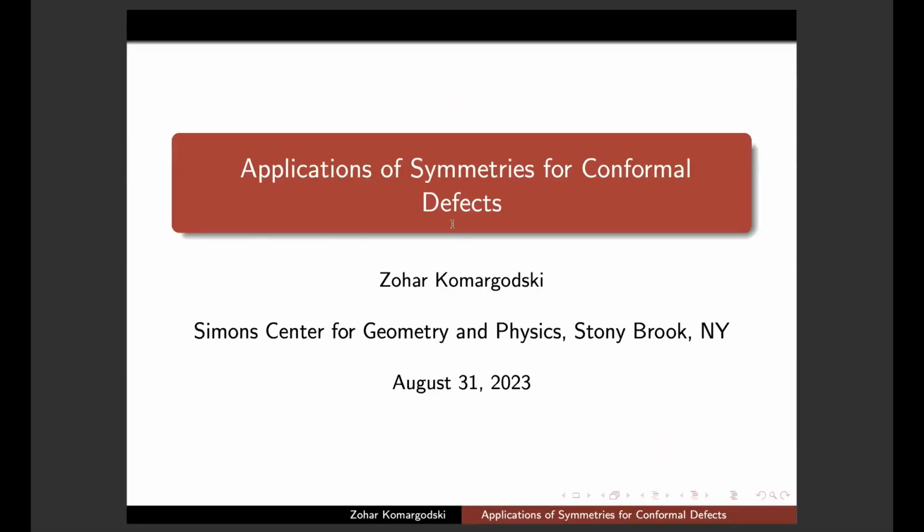So I'll talk today about, since it's a conference about symmetries, I wanted to talk about some very nice examples where just general ideas from symmetries and topology are useful to constrain the dynamics of defects.